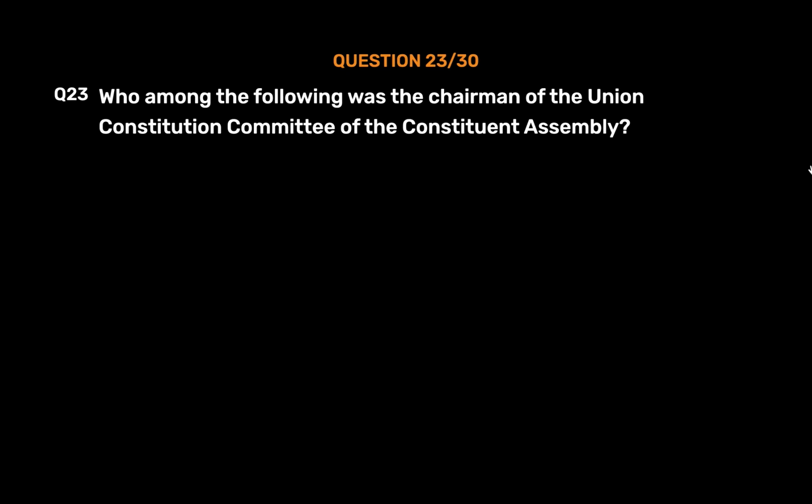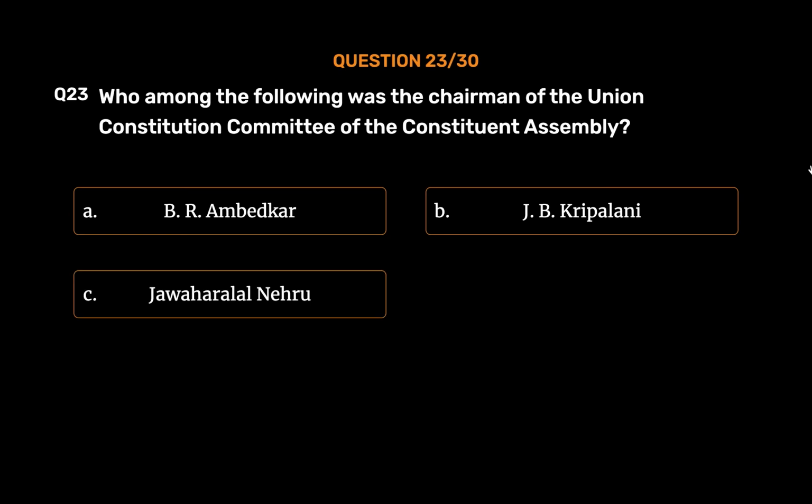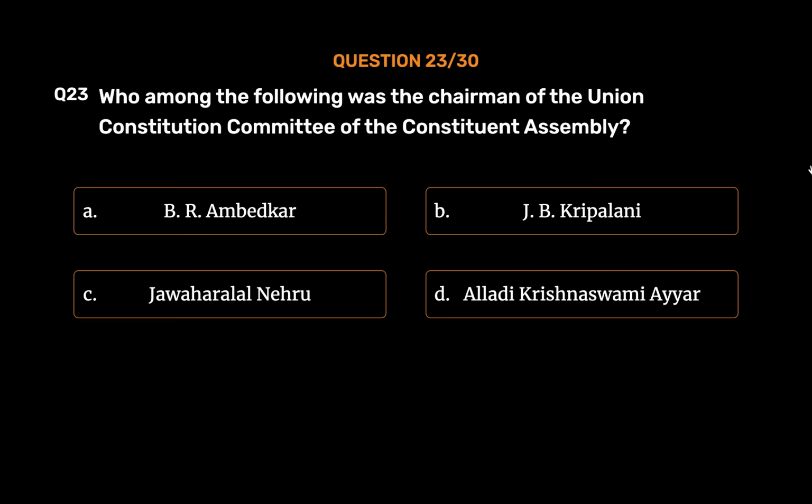Who among the following was the chairman of the Union Constitution Committee of the Constituent Assembly? Option A. B.R. Ambedkar. Option B. J.B. Kripalani. Option C. Jawaharlal Nehru. Option D. Alladi Krishnaswamy Iyer. The correct answer is Option C.